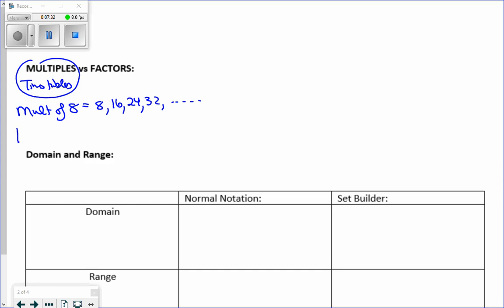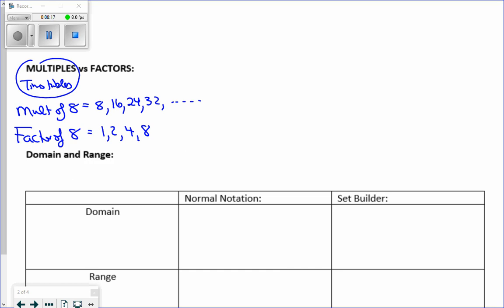If I asked you for the factors of 8, these are all the numbers that divide into 8. So what are all the numbers that divide into 8? 1, 2, 4, and 8. So 1 divides into 8, 2 divides into 8, 4 divides into 8, and 8 divides into 8. 6 does not divide into 8, so 6 is not a factor. This one's a big one, okay? Asking you for the multiple of something versus the factors of something, they like to do that a fair bit, okay?